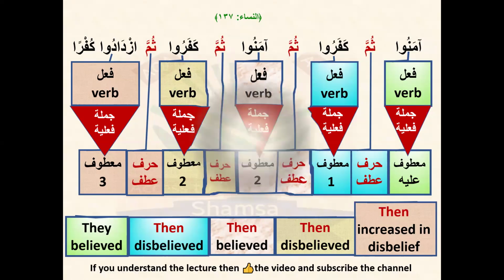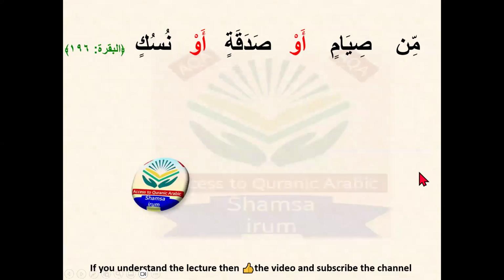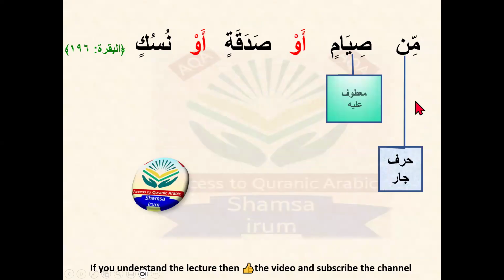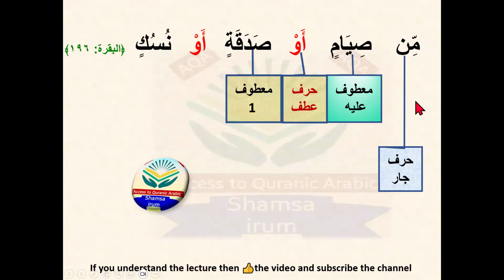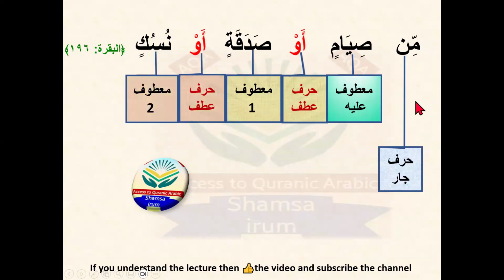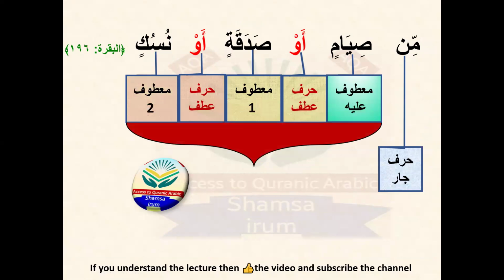All right. Now I will use aw here. Min is harfu jar. Siyamin is ma'tufun alay. Aw is harful atf. Sadaqatin is ma'tuf 1. Aw again is harful atf. Nusukin is ma'tuf 2. So this becomes a full Murakab Atfi.